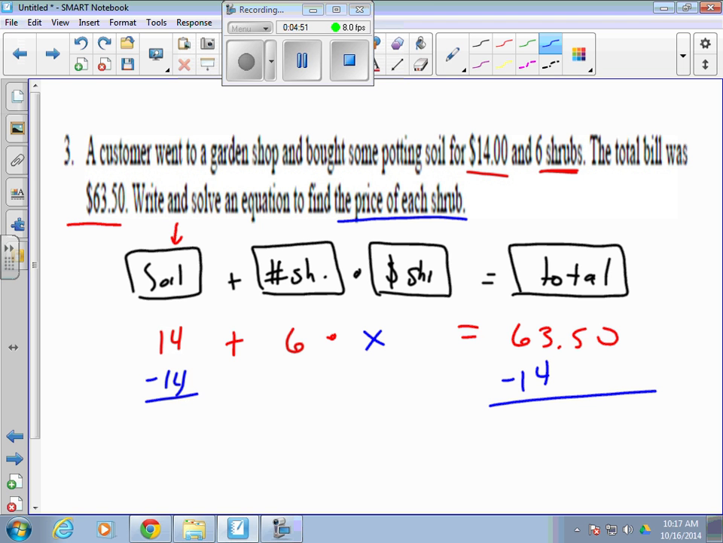$63.50 minus 14. You're going to have to borrow one once we get to the 50 right here. Borrow one from here. 13 minus 4 is going to be 9. 5 minus 1 is going to be 4, so $49.50. That part right there is going to cancel out. So you have 6 times x.